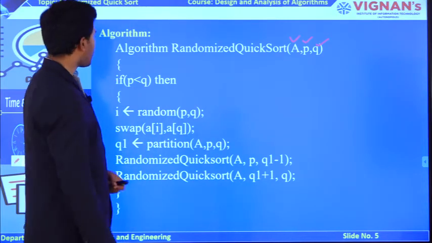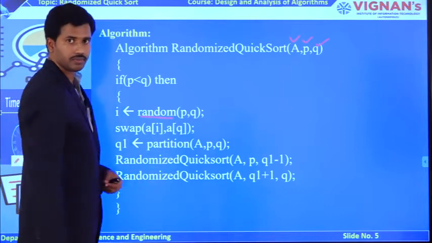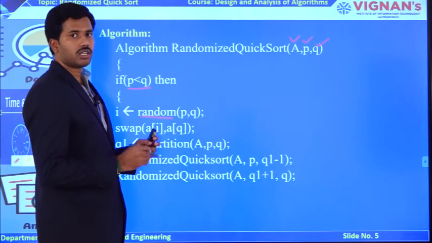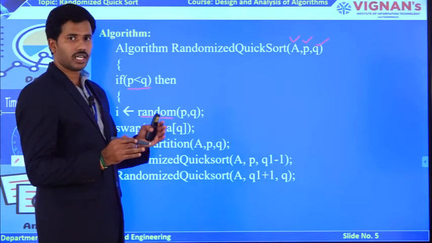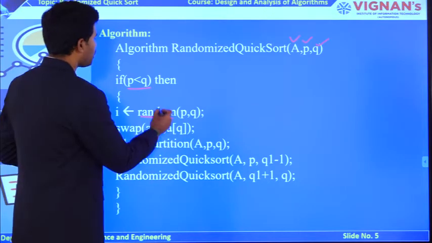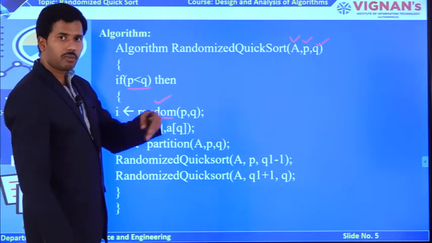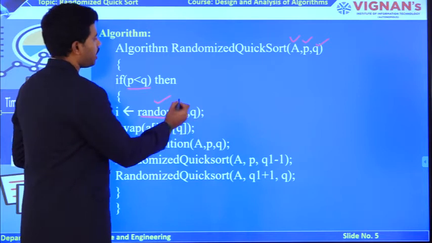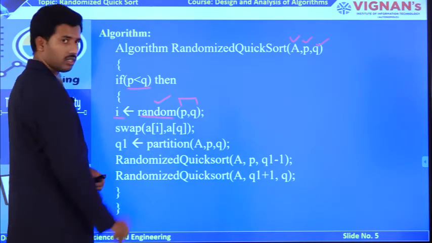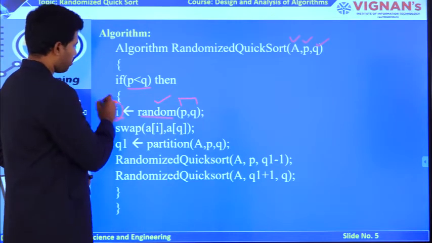So how to find the random variable? With the help of a random function, so that the indexes must satisfy p less than q. Then only you can verify whether there are any elements available between p and q. So with the help of this random function, I am randomly choosing a random variable between the p and q variables. That will be assigned to i. My random variable is assigned to i now.